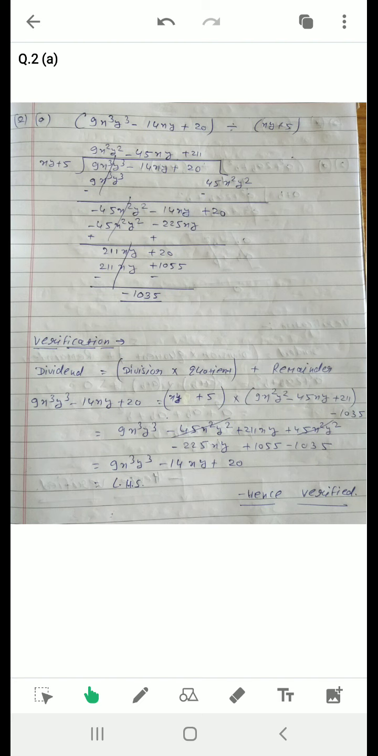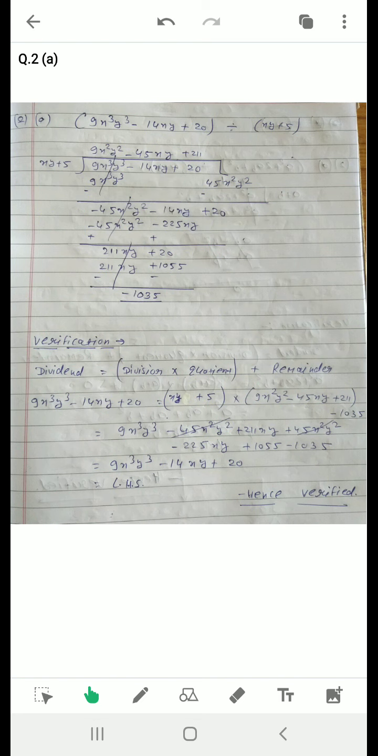That I have written separately because in the dividend we don't have any term with the variable x square y square. If there were any term with x square y square, then I would have written it below that. But as we don't have any such term, I have written it separately. So this 45x square y square.